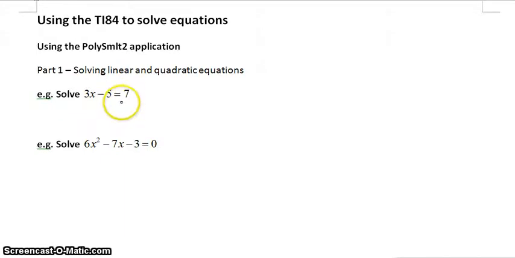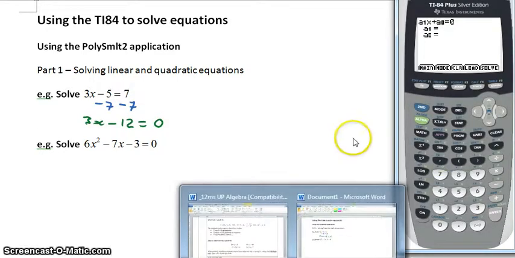So how are we going to do that? Well, I can subtract 7 from both sides. By doing that, I end up with 3x, negative 5 take away 7, using the number line, is negative 12, and 7 take away 7 is 0. And that's now ready to enter into your calculator.